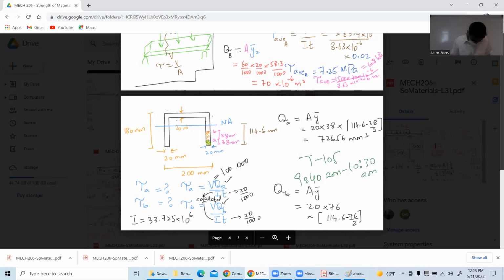So the maximum shear stress in the beam exists on the neutral axis, right? Maximum shear stress. What is the bending stress on the neutral axis? Zero. The shear stress at the topside surface will be zero, on the free surface. Free surface.